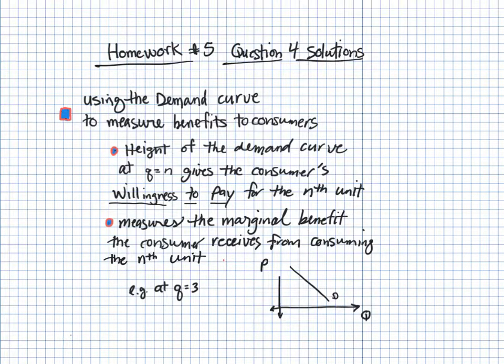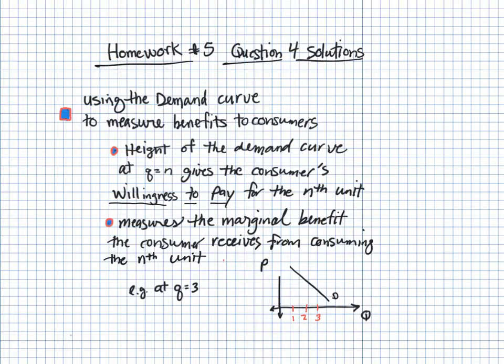So for instance, let's look at an example. Let's suppose that Q is equal to 3. You see over here we have a graphical depiction of a demand curve. We're showing the relationship between price and quantity. The demand curve is downward sloping. So let's go ahead and plot 3 here. We could throw a 1 and a 2 on there as well.